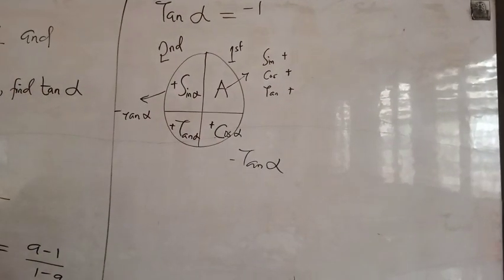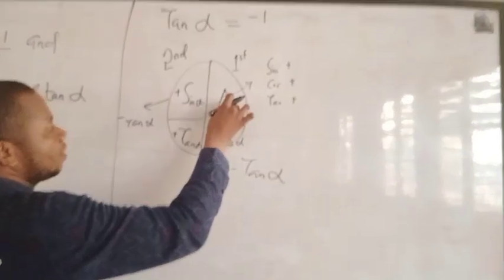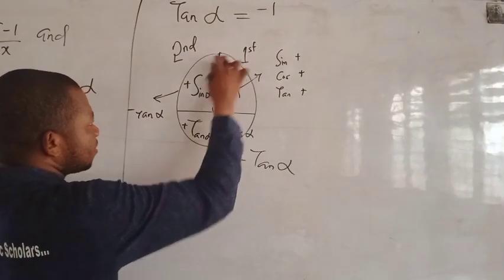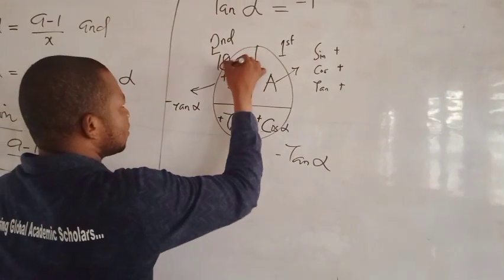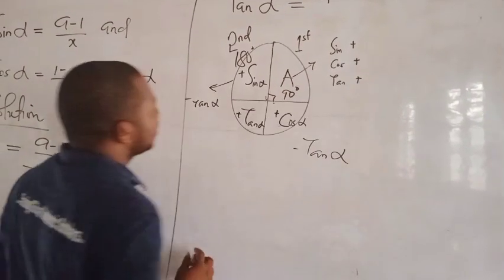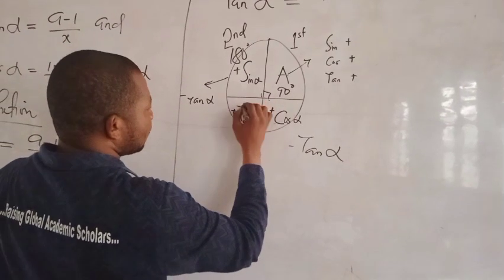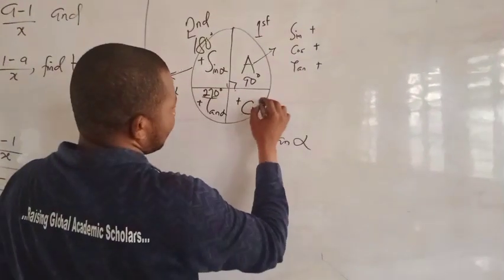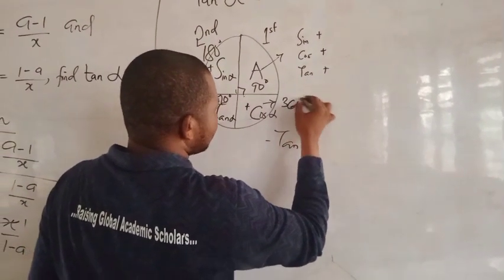Now, at this point, the angle we are having here is 90. Of course, you can see this is a right angle, 90. This is another 90, making it 180. At this level, we have 180 degrees. At this level, we have 90 degrees. Now, 180 plus 90, at this level, we are having 270 degrees. And then at this level, we are having 360 degrees.